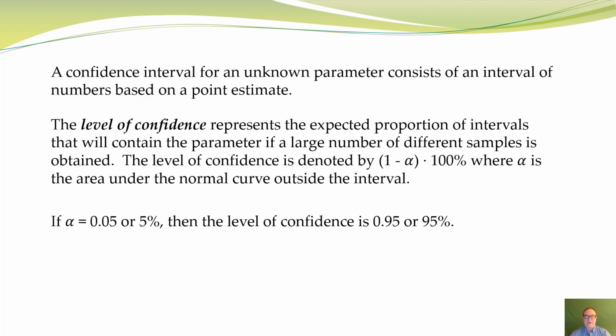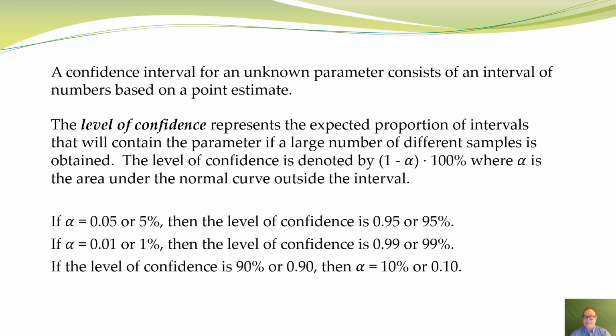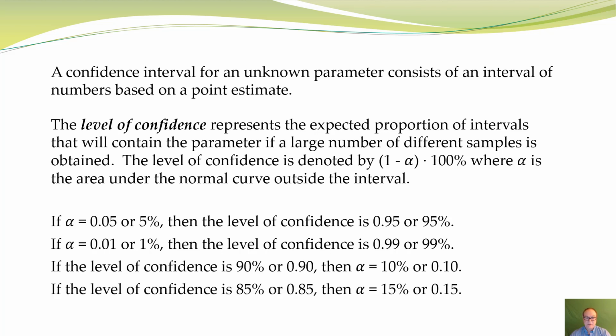For example, if alpha is equal to 0.05 or 5%, then the level of confidence is going to be 0.95 or 95%. If alpha is 0.01 or 1%, then the level of confidence is 0.99 or 99%. Now let's go the other way. If the level of confidence is 90% or 0.90, then alpha is 10% or 0.10. Also, if the level of confidence is 85% or 0.85, then alpha is 15% or 0.15.